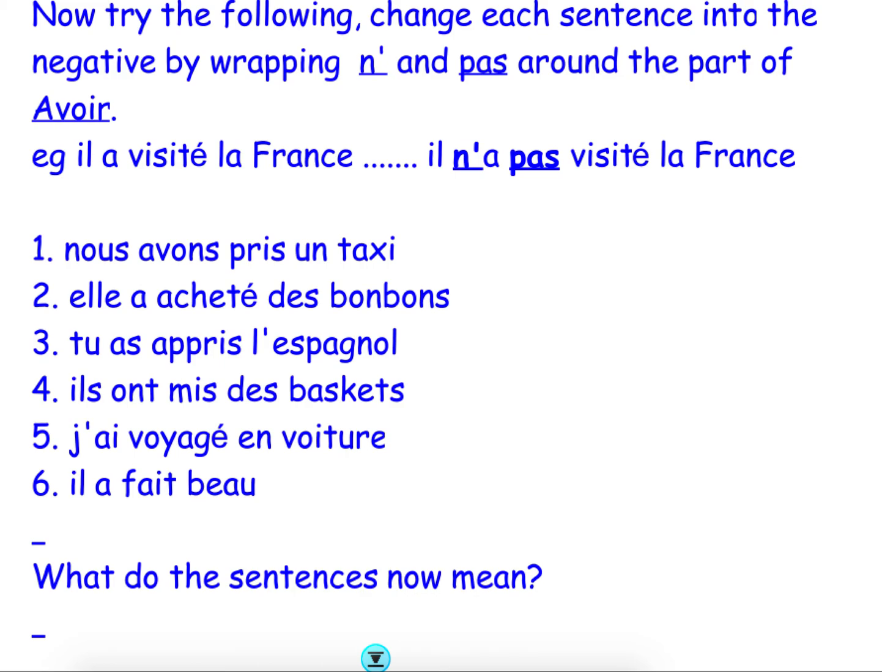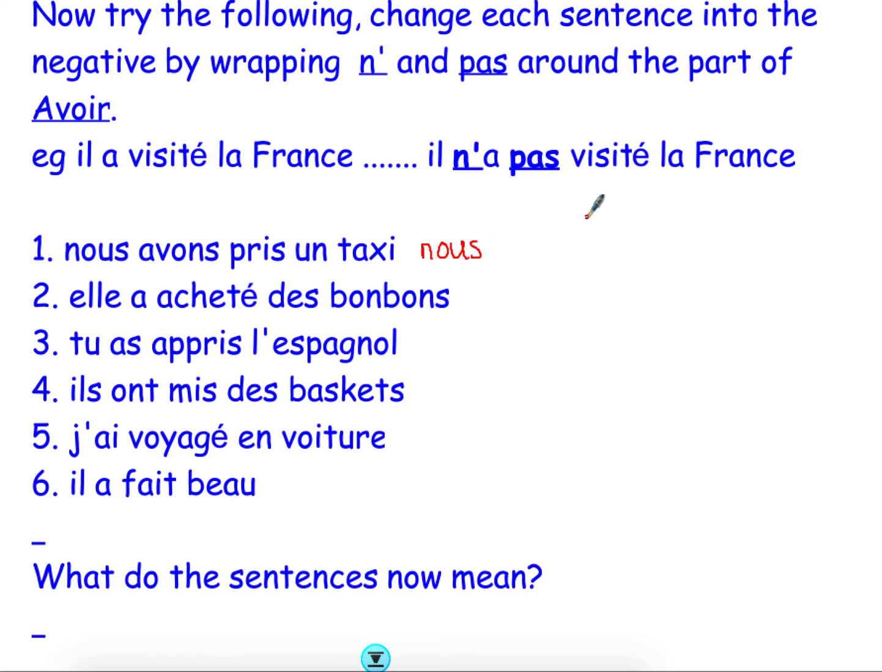So, last one. Try and put these sentences into the negative. Okay, this is our last task for this lesson. Remember, what you need to do is wrap the ne and pas around the part of avoir. Okay, so pause the video just now and then we'll go over the answers. Okay, so the answers for this one.